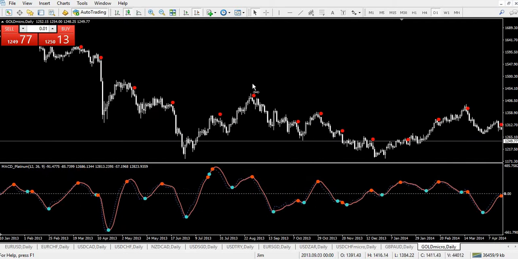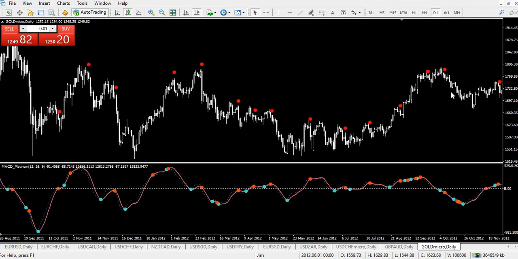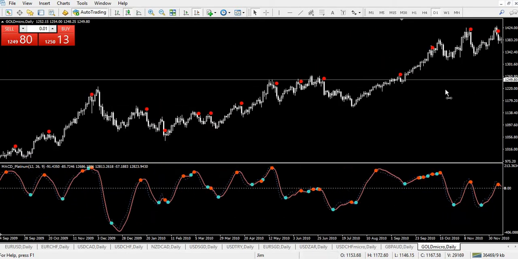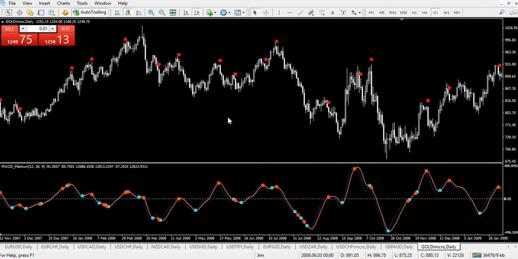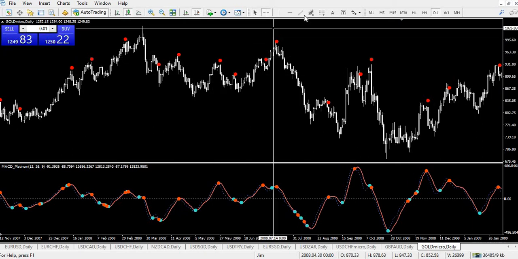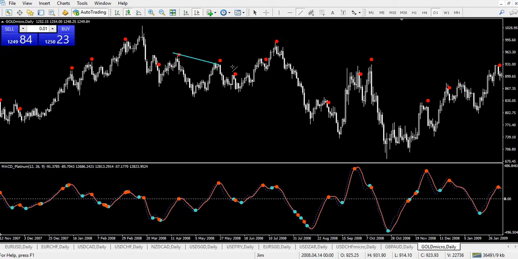Now with Bearish, price is down, MACD is up. Price is down, MACD is up. So starting here somewhere, price is down, MACD is up. So we'll start with a good trade first up. Price is down, looking for MACD is up.